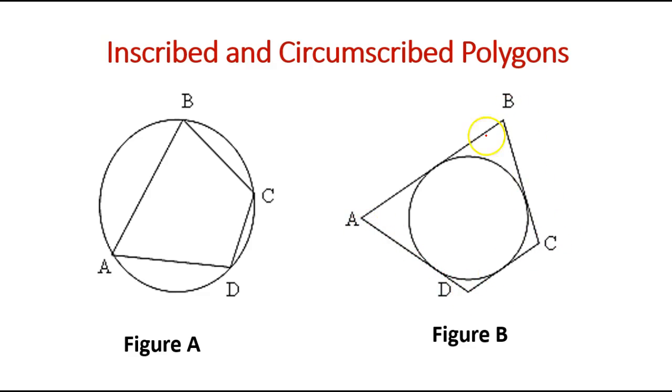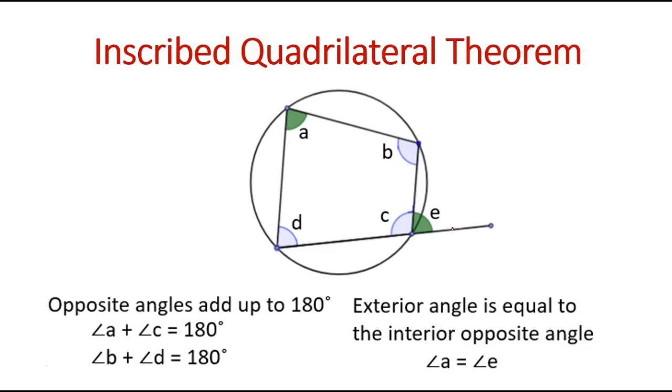Now, when the polygon is inscribed, the circle is circumscribed. The circle is outside. When the polygon is circumscribed, the circle is inscribed, the circle is inside. So watch which particular one you are talking about. Are you talking about the circle? Are you talking about the polygon? Okay.